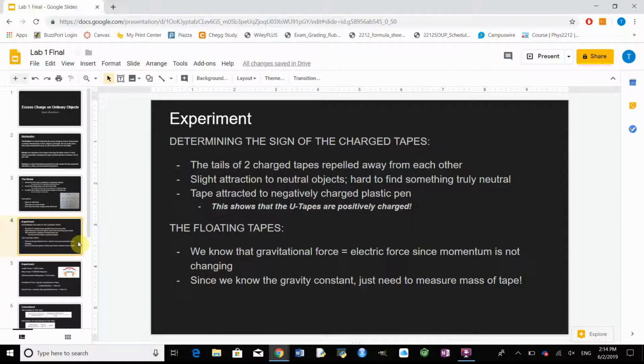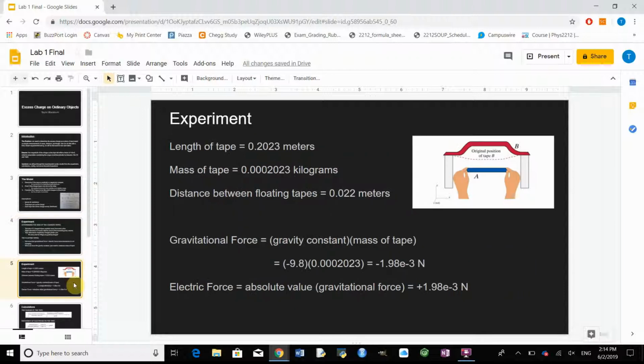And then the floating tapes part, we know that gravitational force equals electric force since momentum is not changing as previously shown. And since we know the gravity constant, we just need to measure the mass of the tape, which will give us gravitational force, which will ultimately give us electric force. So in my experiment, the length of my tape was about 0.2 meters, the mass was about 0.0002 kilograms, and the distance between the floating tapes was 0.02 meters.